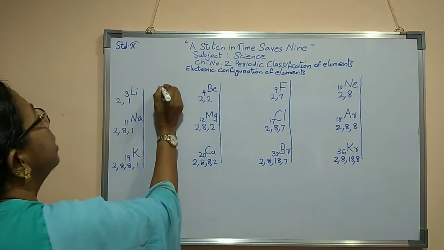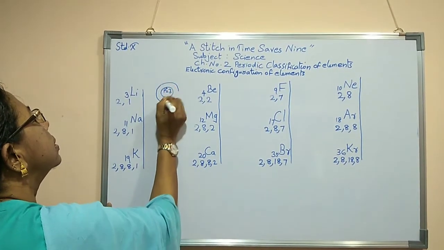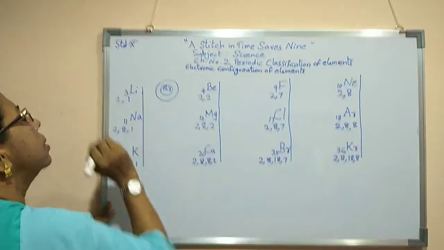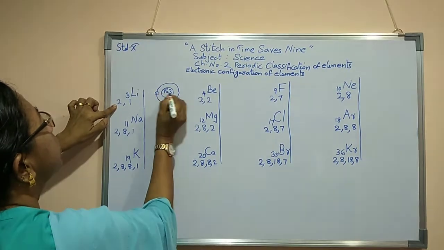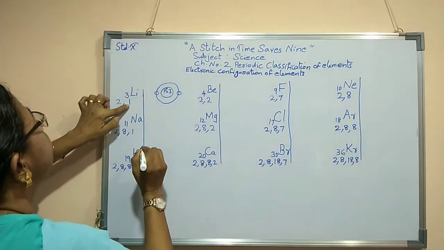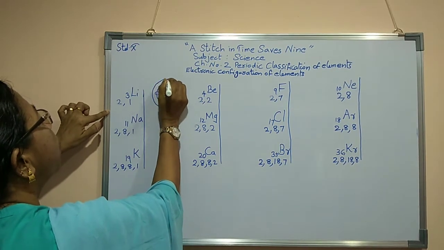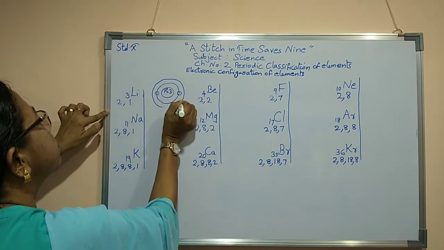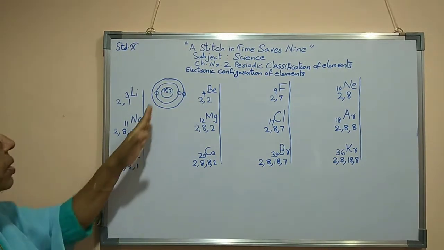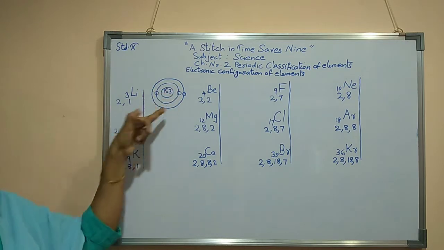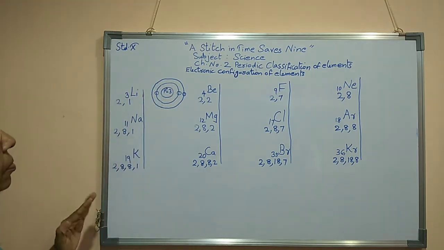Now, in the first orbit, we can say that the first orbit has 2 electrons. So I am making here 2 electrons. Then the second orbit has only 1 electron. So this is the diagrammatic representation of the electronic configuration of lithium.